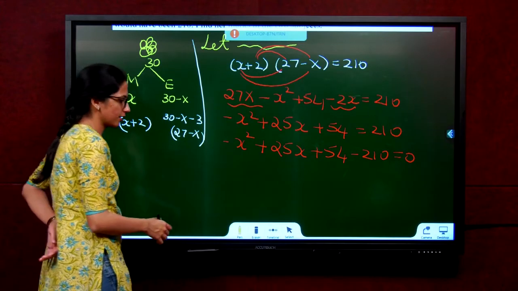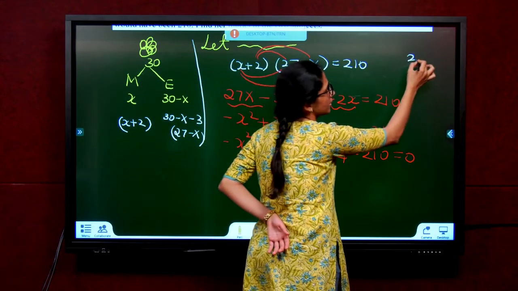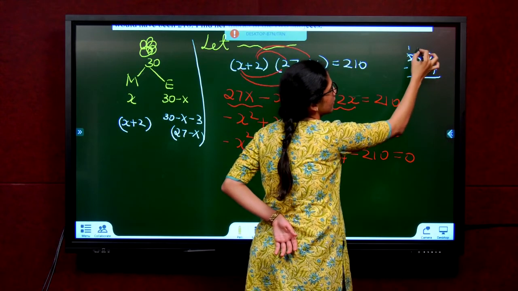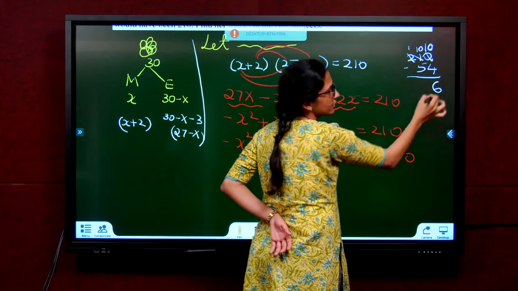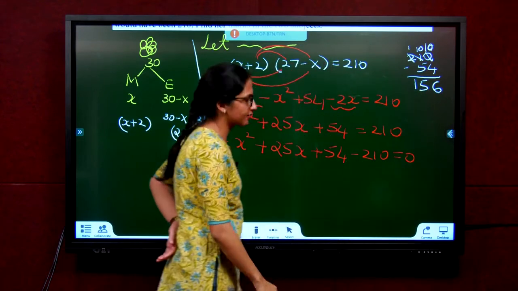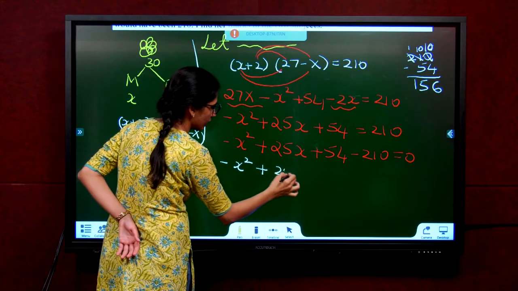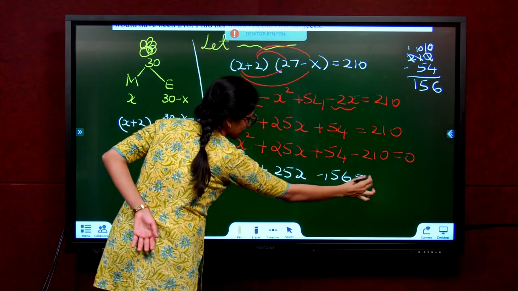54 minus 210. How do we do that? Bigger number minus smaller number. 210 minus 54. 1s are, 10s are. 10 minus 4, 6. 10 minus 5, 5. 156. So you can say minus x square plus 25x minus 156 is 0.